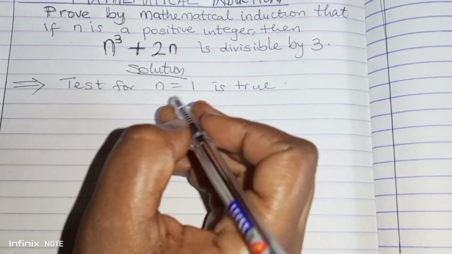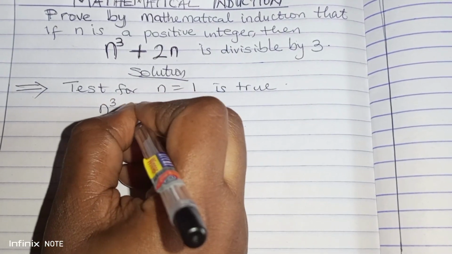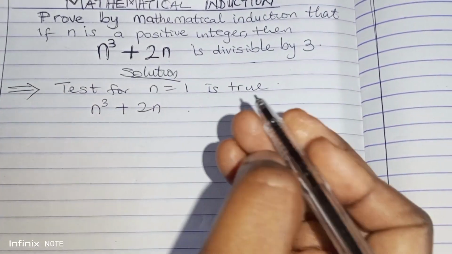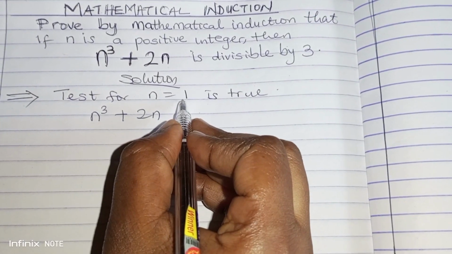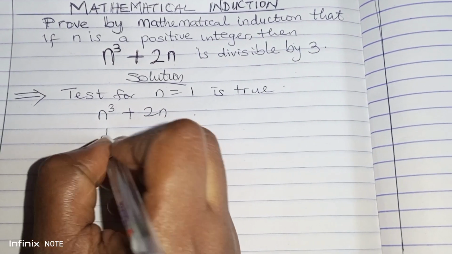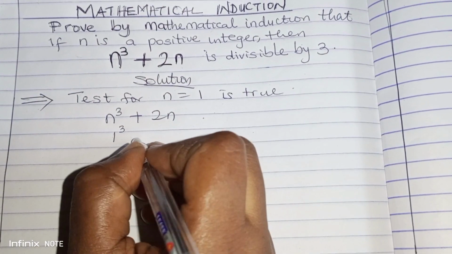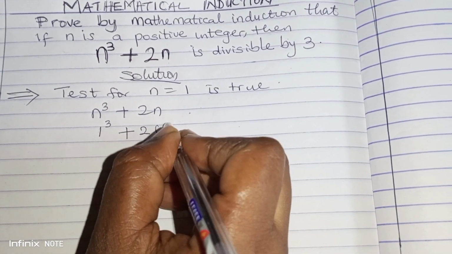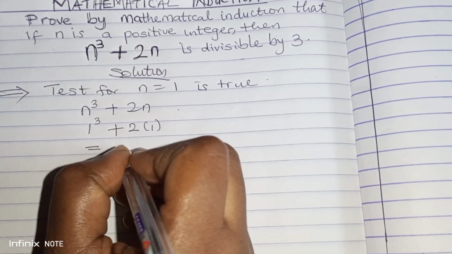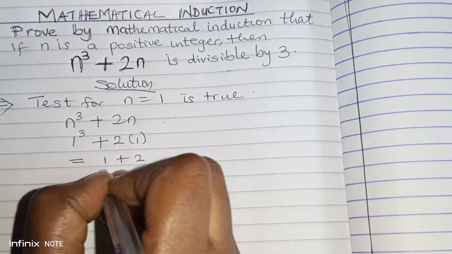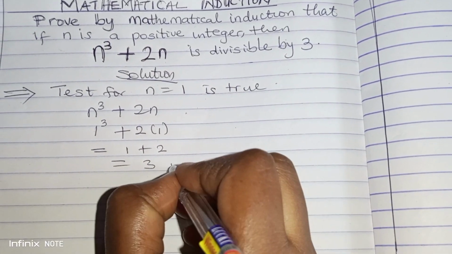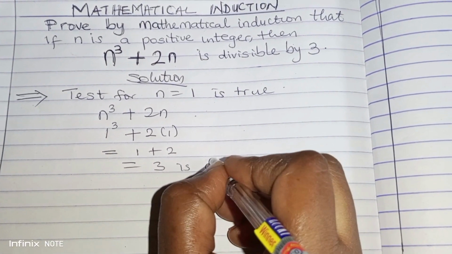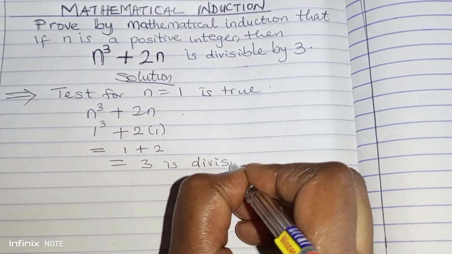So this means anywhere I see n, from this expression, I am putting 1. So I have 1 cubed plus 2 multiplied by 1. And that is what? 1 plus 2, which is 3. 3 is divisible by 3.